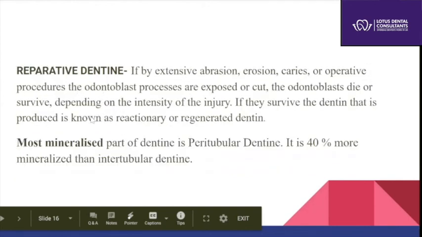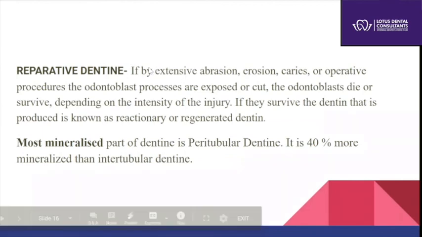Reparative dentine, we already studied, but I have still put it just for knowledge again. Reparative, tertiary, or response dentine. If there is extensive abrasion, erosion, or caries, which dentine will be formed in patients with erosions? Reparative. Okay. Or in an operative procedure, the odontoblast processes are exposed or cut. These odontoblasts die or survive depending on the intensity of the insult. If they survive, the dentine that is produced is reactionary, regenerated, reparative, tertiary. All these are similar. They are the same things.